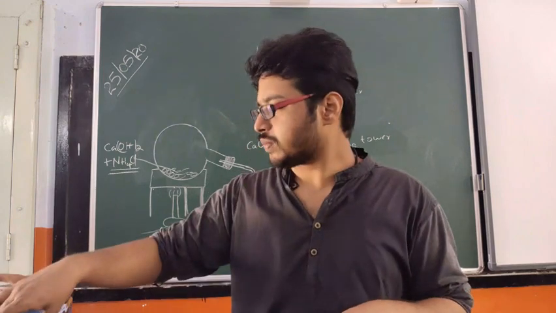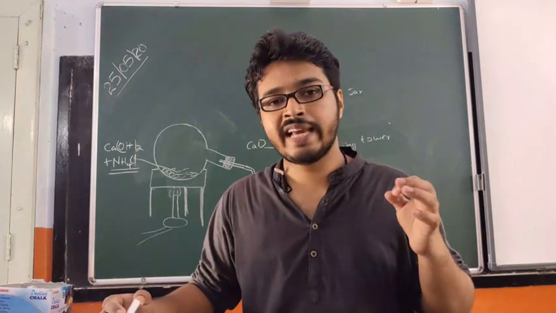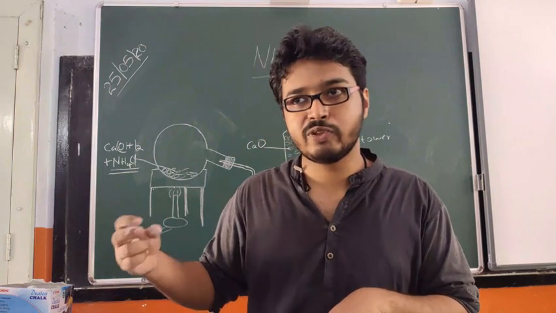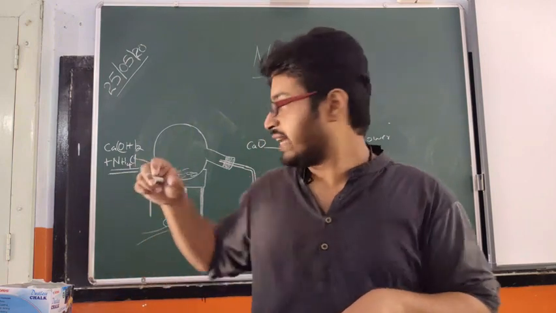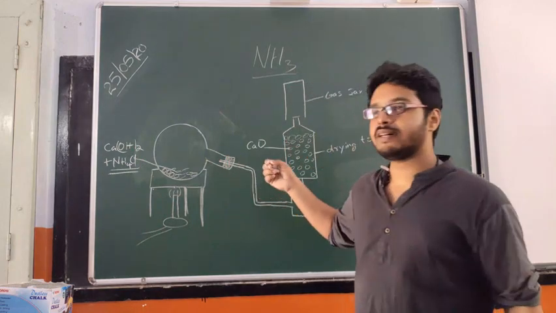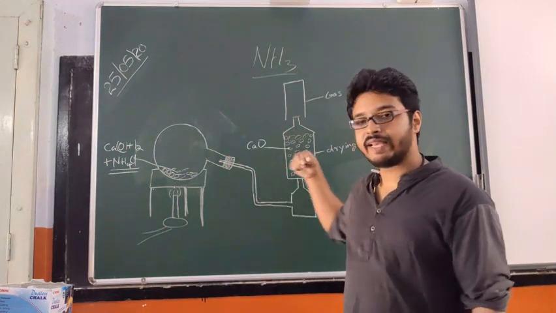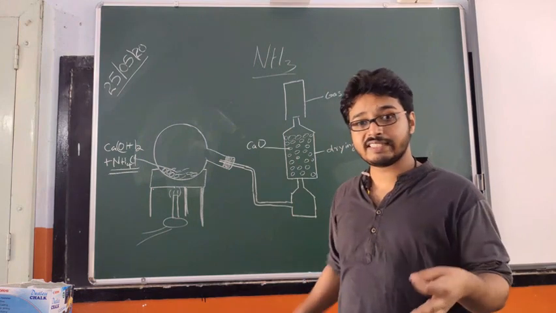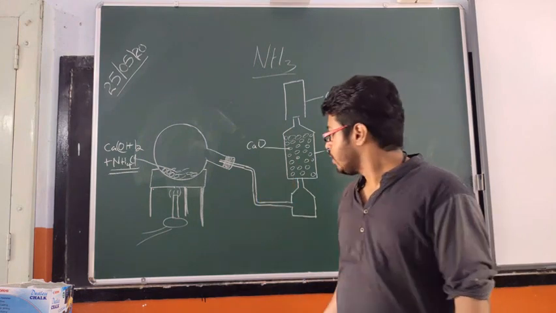So if you are using NaOH or KOH, since they are deliquescent in nature, they can absorb water, so the amount of water as a byproduct will increase. And there are some other reasons also. We will discuss those reasons at the end.